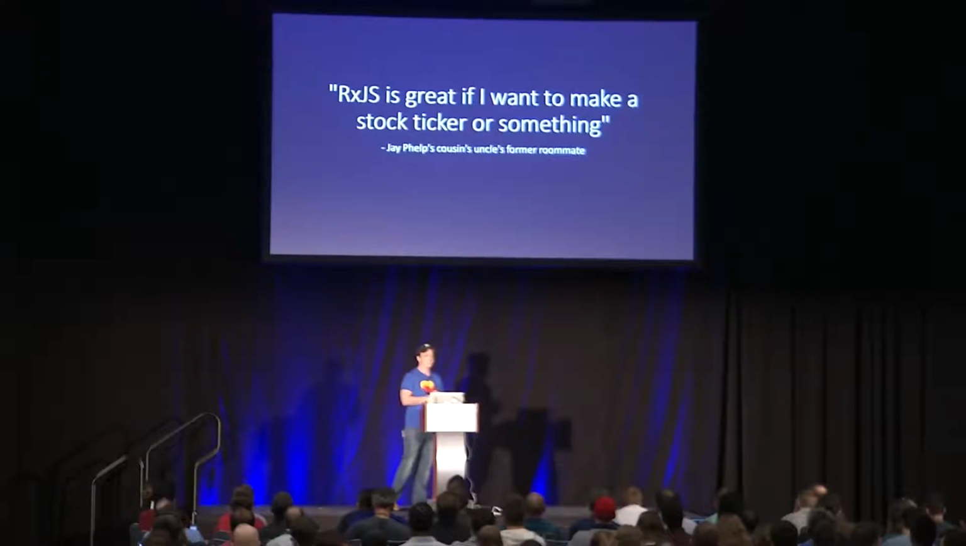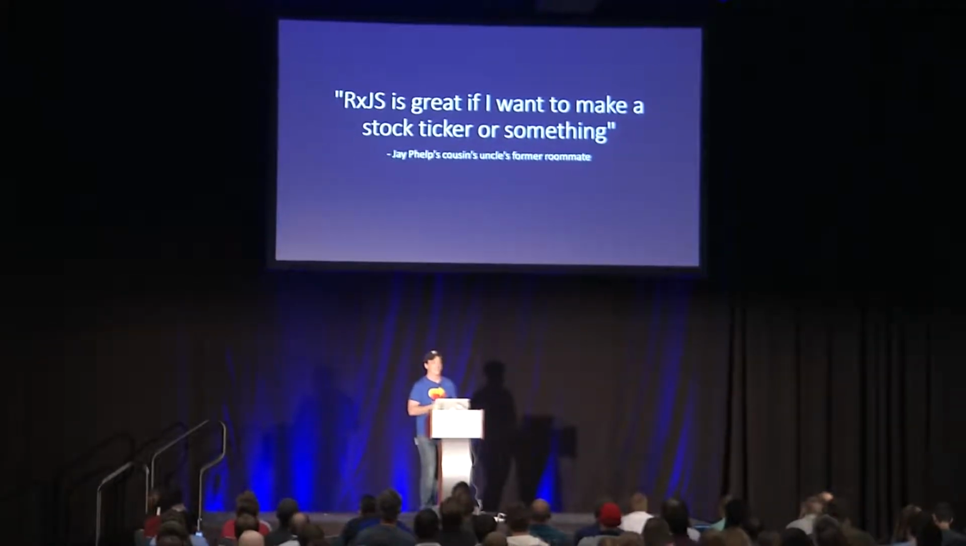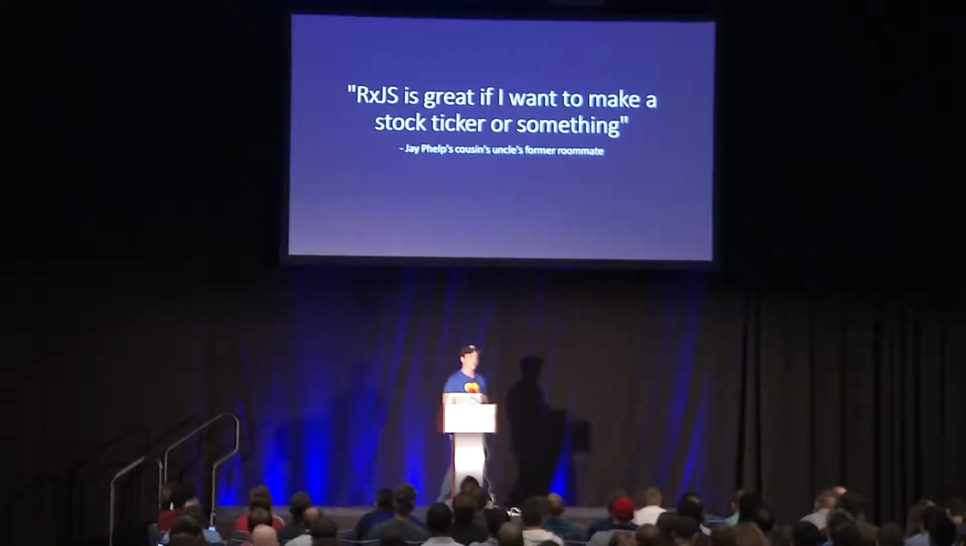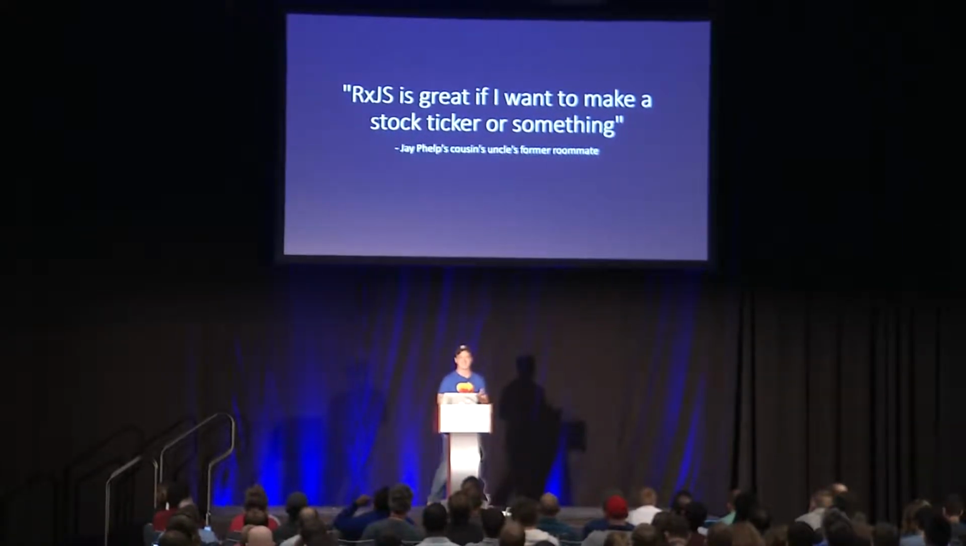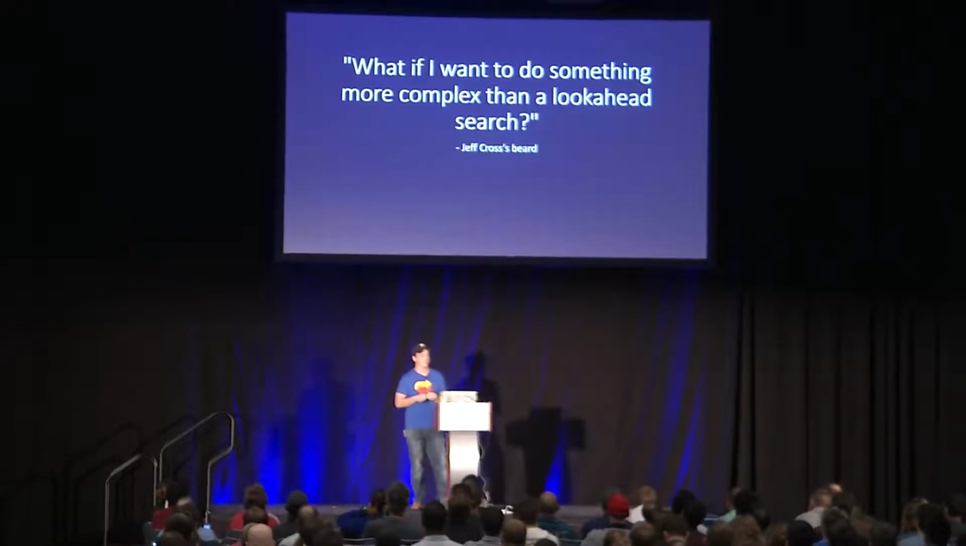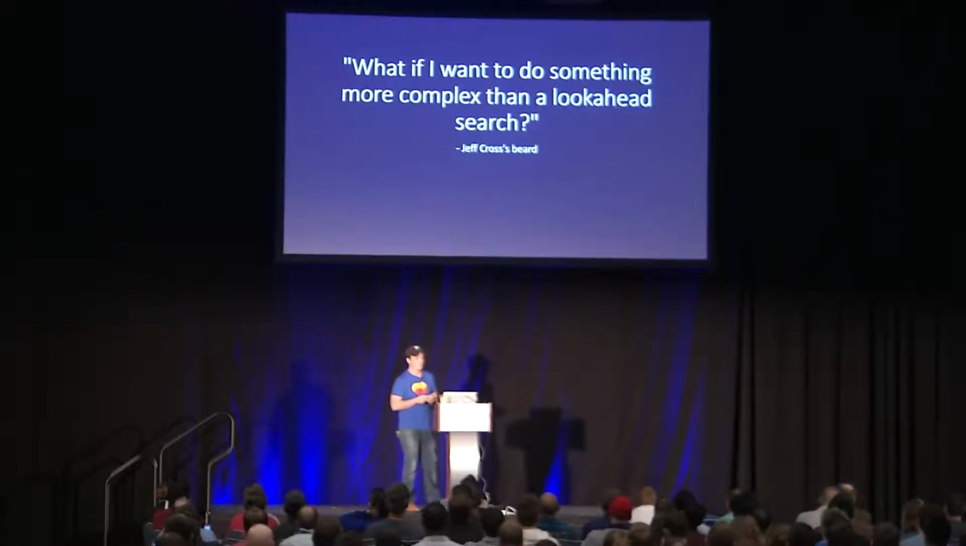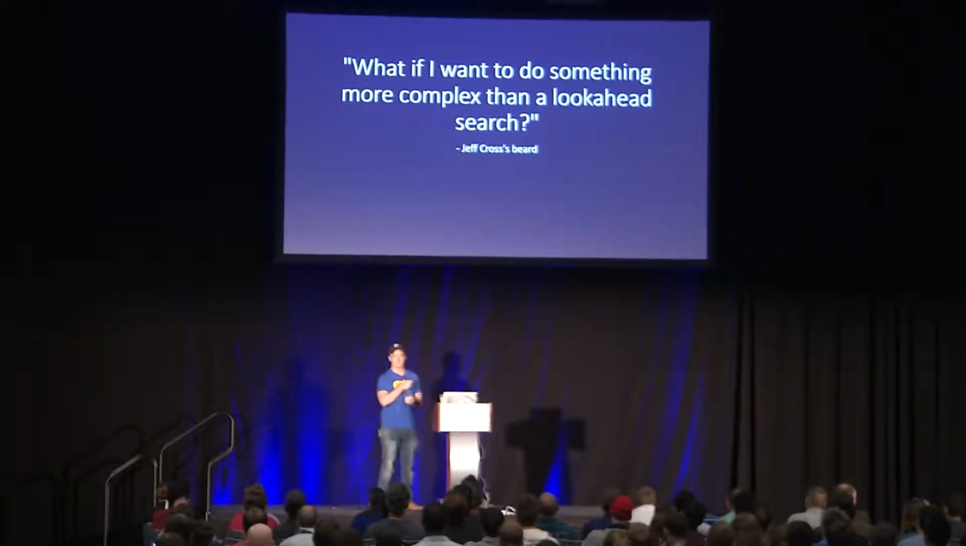Let's see. RxJS is great if I want to make a stock ticker or something. A lot of the examples I've given, and every single example for years, has been like a stock ticker, or the other one is a look-ahead search. What if I want to do something more complicated than a look-ahead search? Like, how do I even do that with RxJS? That's a common thing.